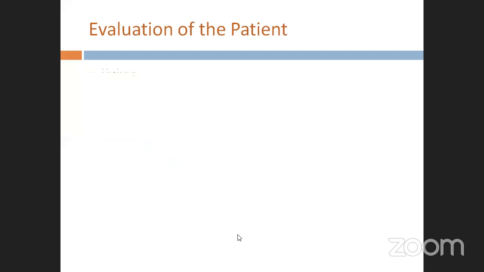Evaluation of the patient. We start with the history. History is important because we are concerned about the age, because we can differentiate between congenital disc swelling and acquired disc swelling. Also, the important points in the age, in the history, and the associated symptoms.